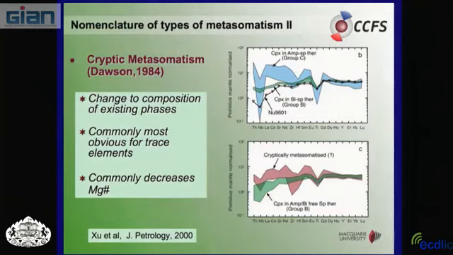In contrast, you have cryptic metasomatism, first defined by Dawson in 1984. This one only changed the composition of the pre-existing phases. Commonly, this enrichment is mostly for trace elements, and this kind of metasomatism will also decrease the Mg number. So you don't have new phases.